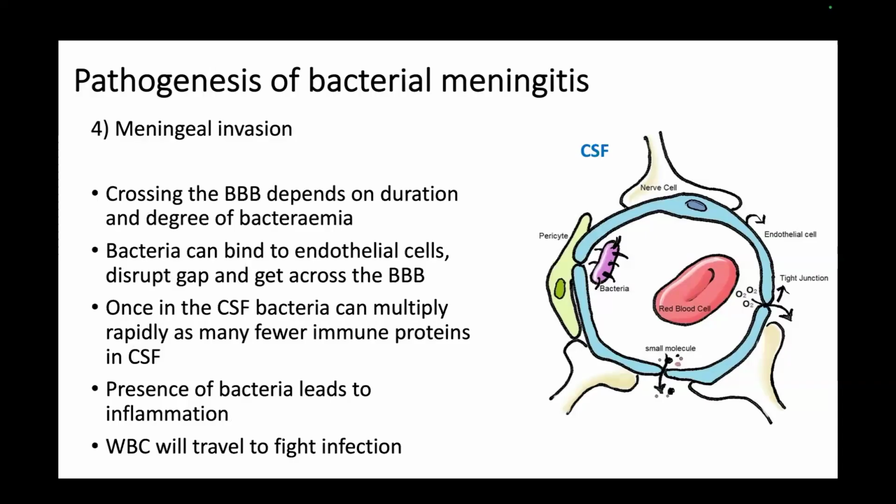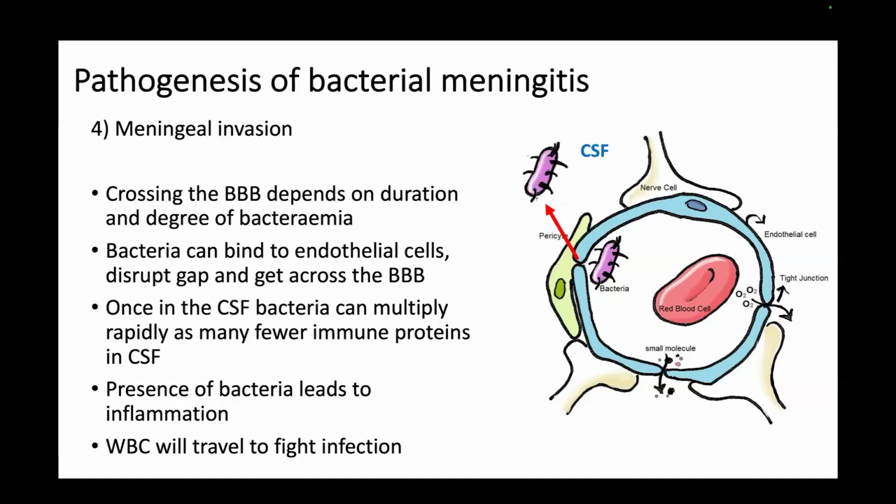And then once you've survived intravascularly, you need to get into the CSF, so meningeal invasion. Crossing the blood-brain barrier depends on how long you're bacteremic for and how bacteremic you are. If you have a prolonged bacteremia and/or a high amount of bacteria in the bloodstream, you're much more likely to have invasion into the CSF. What happens here is the bacteria bind to the endothelial cells. As you're getting into the capillaries in the brain, it's very, very thin walled.